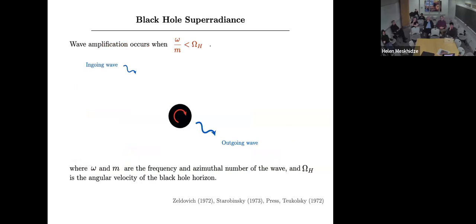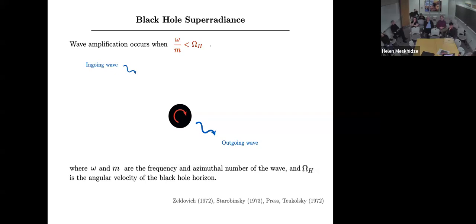In order to understand the formation of this cloud, it's useful to think of a scattering process where you scatter an ingoing wave with frequency omega and azimuthal angular momentum number m into a highly spinning black hole with angular frequency that I call capital omega h here. By the way, this ratio of omega over m is sometimes known as the angular phase velocity of the medium. In this process, the outgoing wave will have a slightly larger amplitude compared to what's being sent in, at the expense of extracting some angular momentum from the rotating black hole.